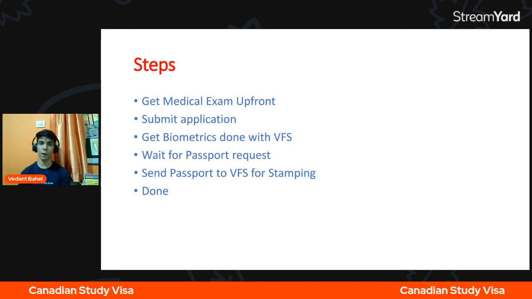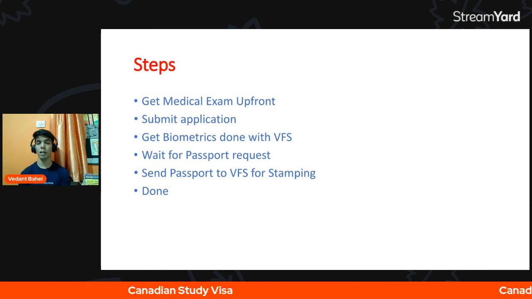For sending the passport, you need to book a two-way courier with VFS again. I'll put the link in the description, and I'll also create another video on how to book your courier for VFS passport stamping. Send the passport for stamping. It will take another 15 to 20 days for your passport to get stamped and get back to you, and tada, that's done. You got the Canadian visa.